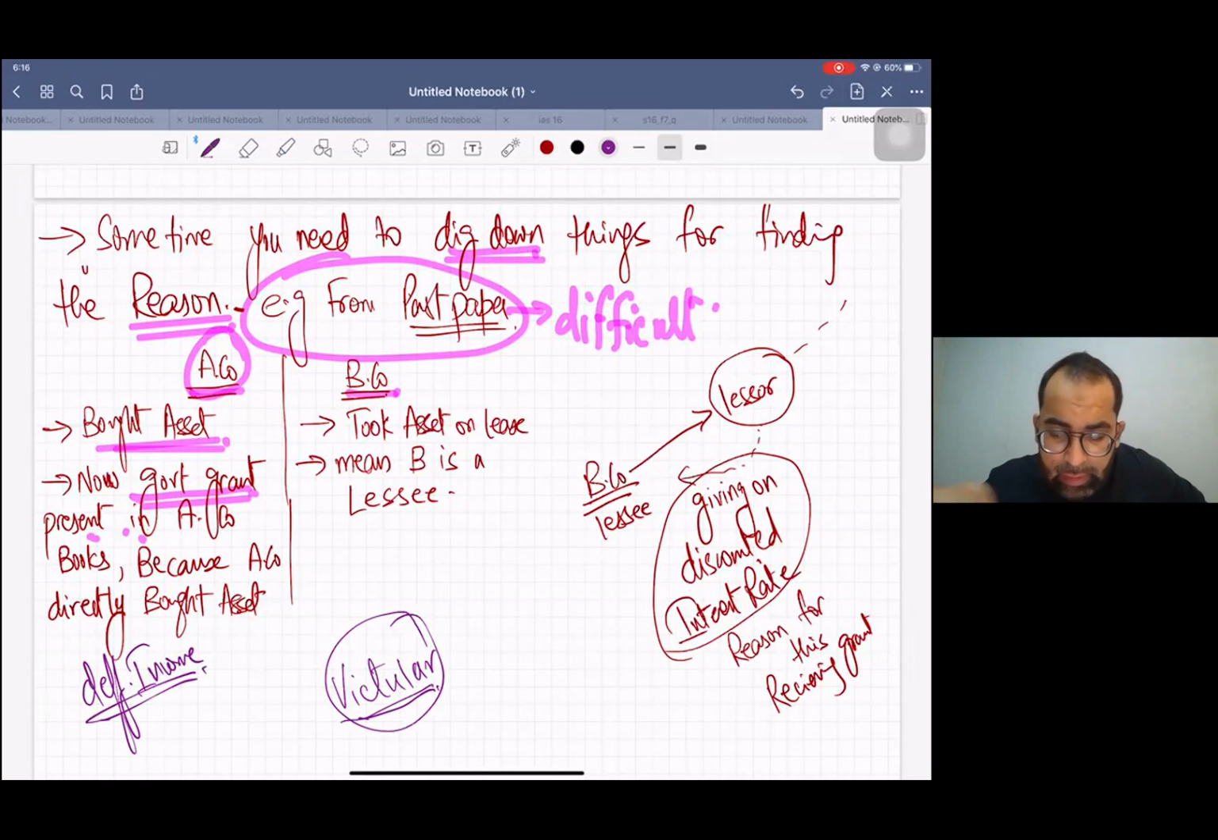I repeat, there were two companies, A company and B company, and you have to comment on which one is better. A company believes in buying assets, and when it buys the asset, government gives that company a government grant. And what is the evidence? The evidence is in the balance sheet of A company: the deferred income liability of government grant is there.